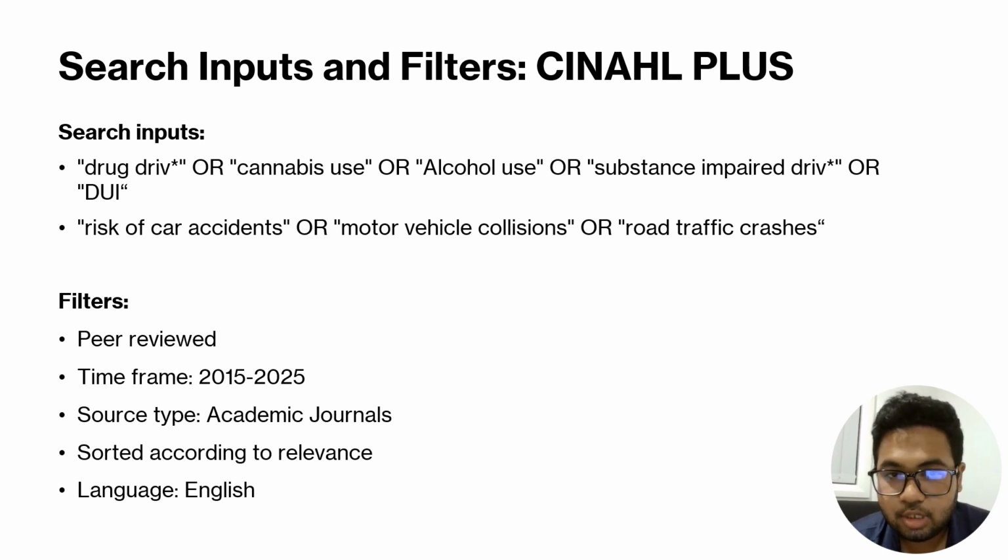I used the same search inputs in the SignalPlus database, and I got a similar number of results. I used the filters like peer review, timeframe 2015 to 2025. I used the source type, which is academic journals. I sorted according to relevance as well, and the language was English. It gave me a proper, relevant, refined search result, which I could use as evidence for my topic.